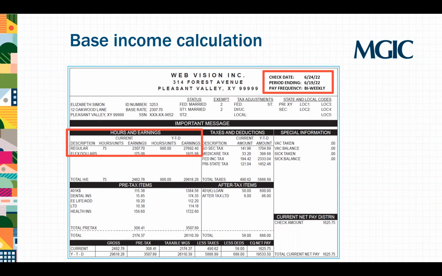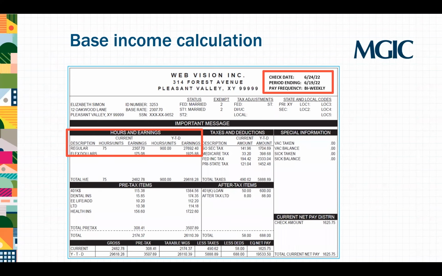The important criteria for fixed income is that the hours reflected on the pay stub are the same for each pay period. In Elizabeth Simon's case, she is paid on a bi-weekly basis for a 37.5-hour work week. You might also wonder if you should include the flex dollars. My question would be, do you know what these are? And if you don't know what they are, then how do you know if they are going to continue into the future? So, without additional clarification from the employer, we will not be using the flex dollars.